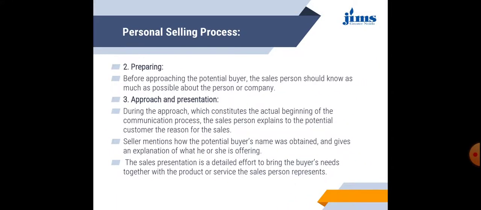Then we talk about the preparing part. After preparing, the salesperson would try to approach the potential buyer, right? So in the first stage, the list of customers has been made. In the second stage, a detailed analysis of the customers will be prepared. In the third stage, the salesperson will approach and present, right?